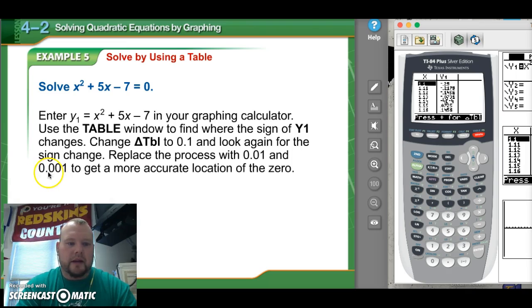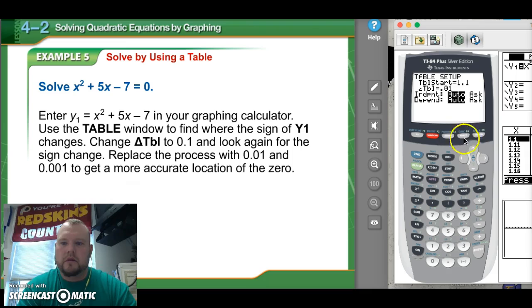But they want me to go back and look at 0.001, so I'm going to go back second window, change my delta table to 0.001, and this time I'm starting my table from 1.14, which again was the last time the graph had a negative y value on the table. So back to the table now, second graph.